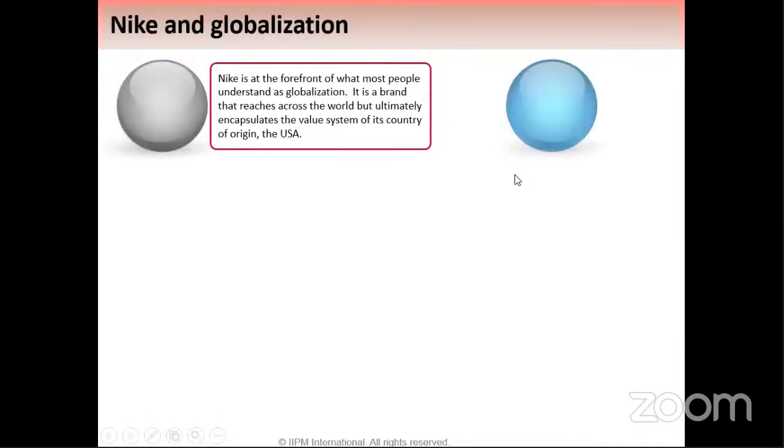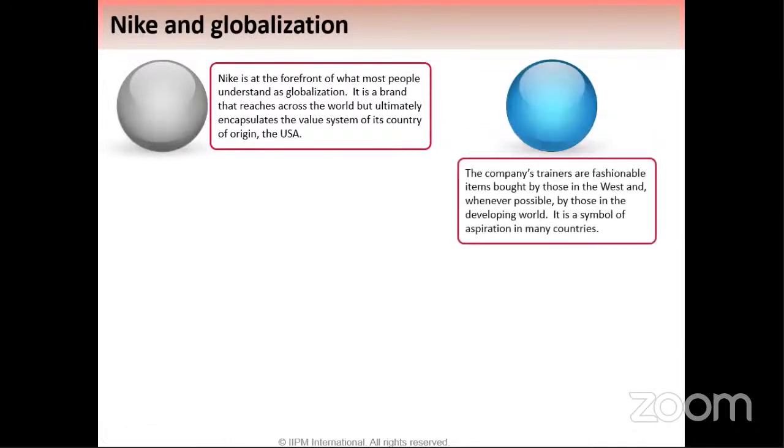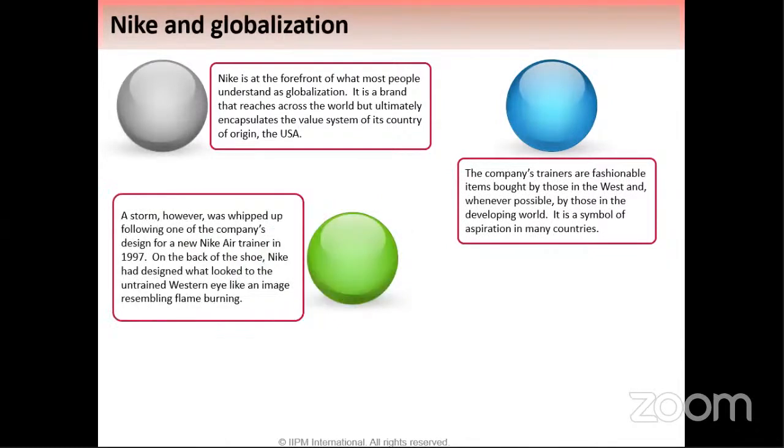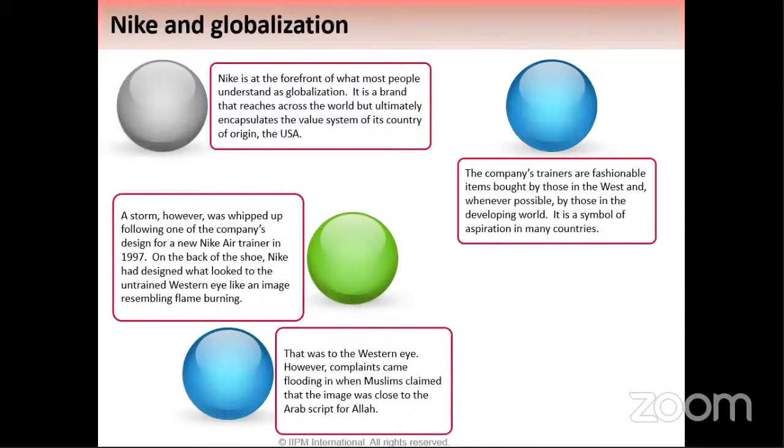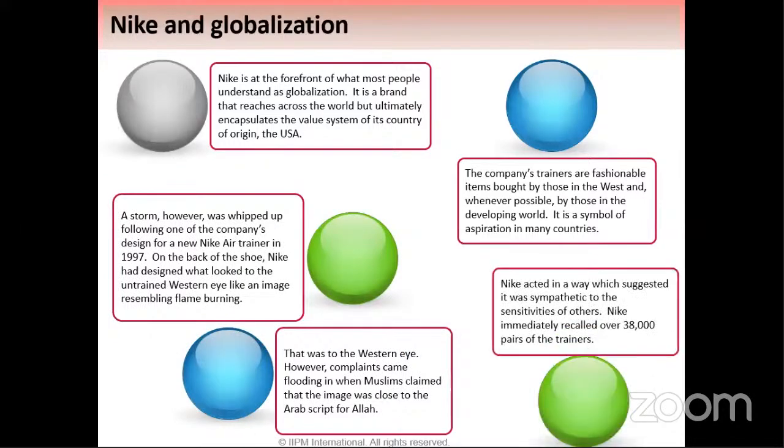There was an issue of Nike and globalization. It's called Nike and globalization. Nike is at the forefront of what most people understand as globalization. It is a brand that reaches across the world, but ultimately encapsulates the value system of its country of origin, the US. The company's trainers are fashionable items bought by those in the West and, whenever possible, by those in the developing world. It's a symbol of aspiration in many countries.